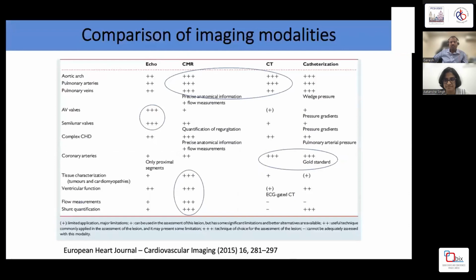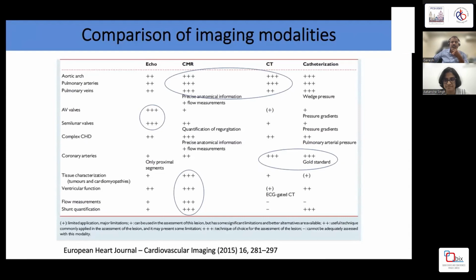Comparing the imaging modalities, as you know, echo, cardiac MRI, CT, and cath are the commonly used modalities. Echo includes transthoracic, transesophageal, and 3D echo. It is excellent for valve assessment, both for quantification and understanding the mechanism of stenosis and regurgitation. Cardiac MRI is robust for assessment of ventricular function, tissue characterization, and it also gives flow data.